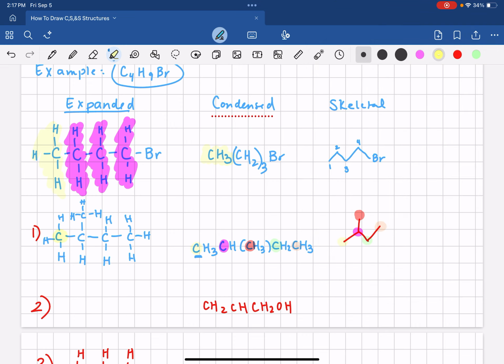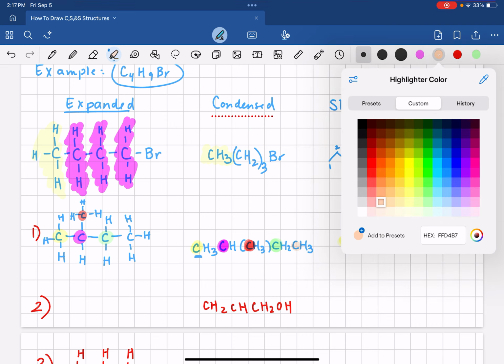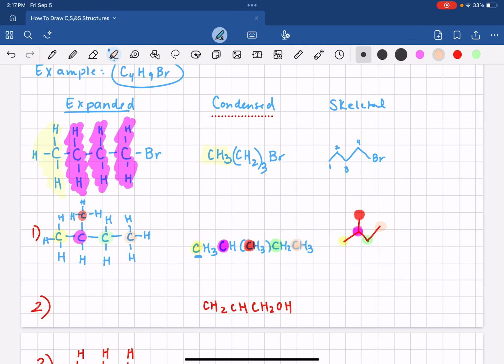So this carbon represents this carbon, which represents this carbon. This pink represents this carbon, which represents this carbon. This red, which represents this carbon, which represents this carbon. This green, which represents this carbon, which represents this carbon. And lastly, the peach, this carbon, which represents this carbon, which represents this carbon.